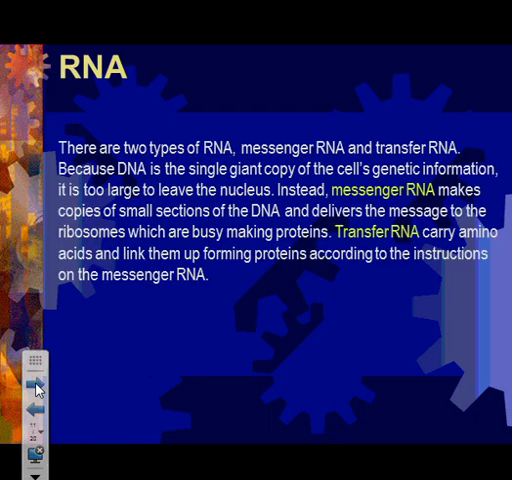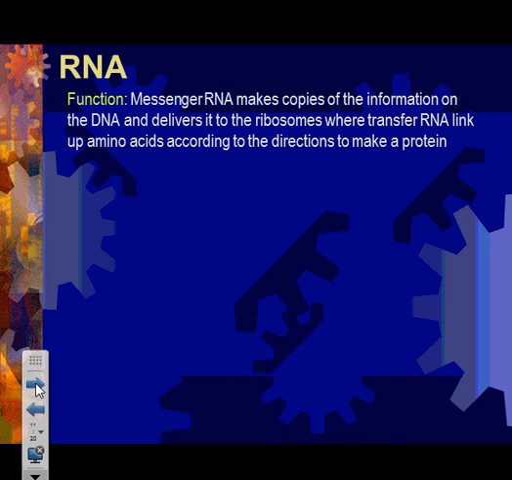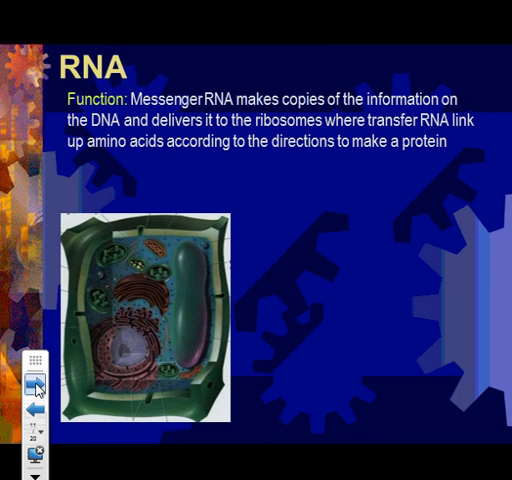RNA. There are two types of RNA, messenger RNA and transfer RNA. Because DNA is the single giant important copy of all the cell's genetic information, it is too large, and I would say too important, to leave the nucleus. Instead, messenger RNA makes copies of small sections of the DNA and delivers the message to the ribosomes, which are busy making proteins. Transfer RNAs carry amino acids and link them up, forming proteins according to the instructions on the messenger RNA. The function of RNA is that messenger RNA makes copies of the information on the DNA and delivers it to the ribosomes, where transfer RNA links up amino acids according to the directions to make a protein.